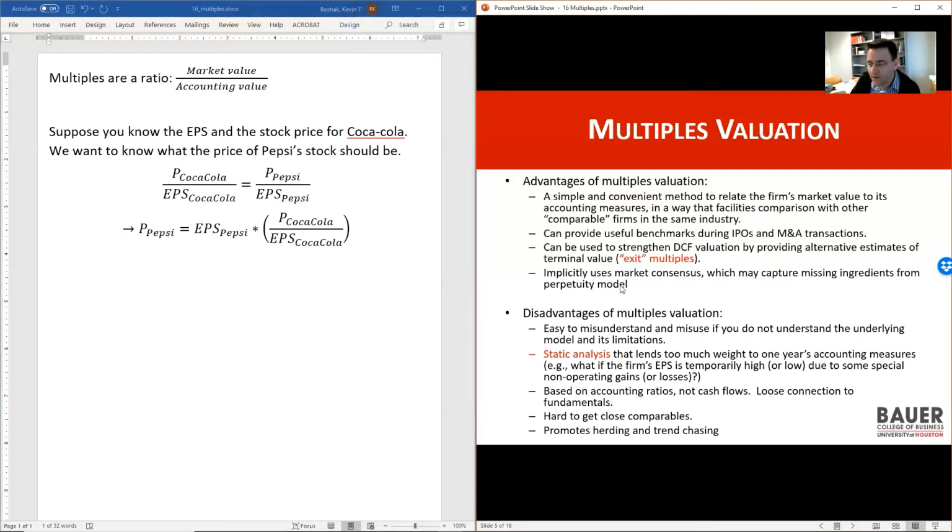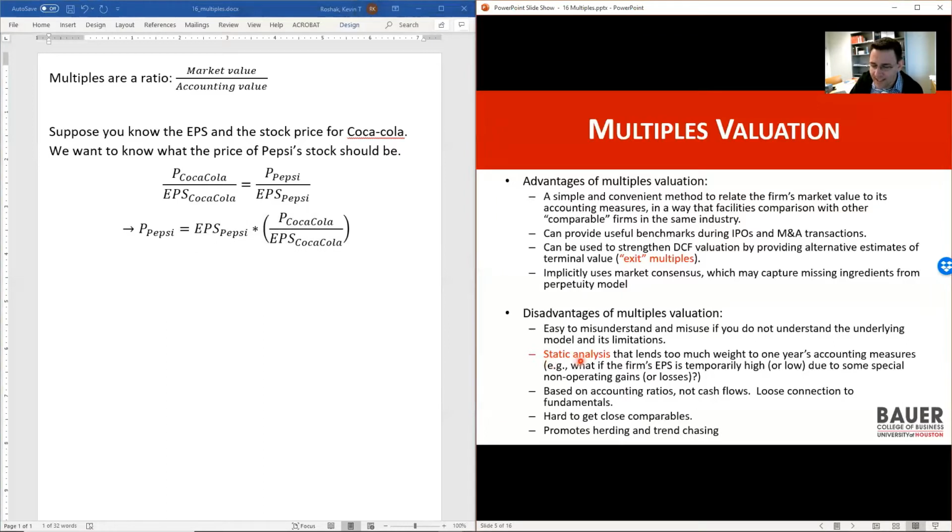Some disadvantages: it's almost too easy to use. Again, you don't need any finance knowledge to do a calculation like this. You just see, well, I know what Pepsi's earnings per share is, I know what Coke's earnings per share is, and I know what Coke's price is, so therefore the price of Pepsi should be blah. It's almost too easy to do, and so people are going to use it inappropriately. People aren't going to understand exactly what's going on underneath the hood for these types of calculations. And so that's one risk. We want to dig a little bit deeper today to see what's going on underneath the hood before we go forward.